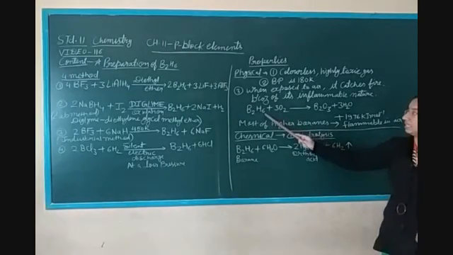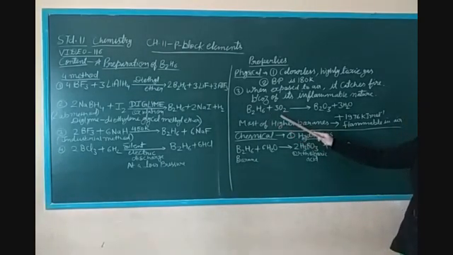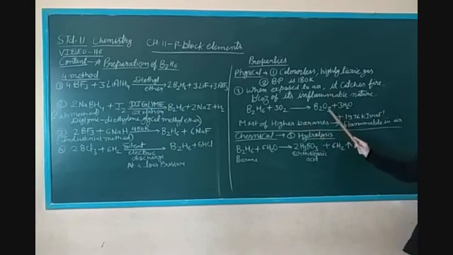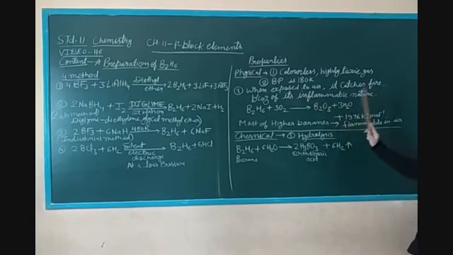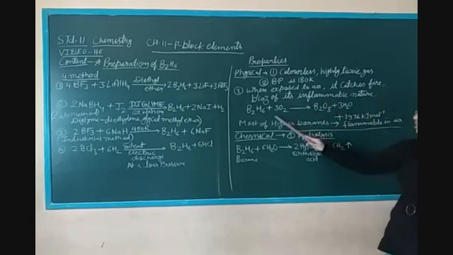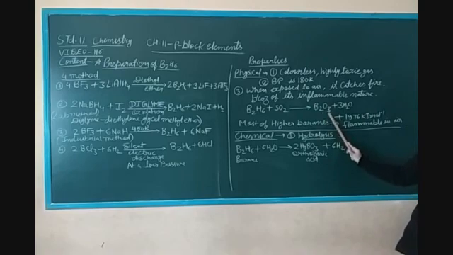B2H6 diborane reacts with oxygen and converts into boron trioxide B2O3 and water. So when exposed to air, it catches fire because of its inflammable nature. B2H6 reacts with oxygen to convert into boron trioxide and then water.